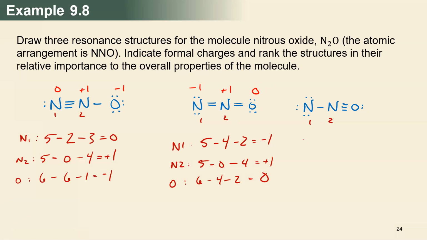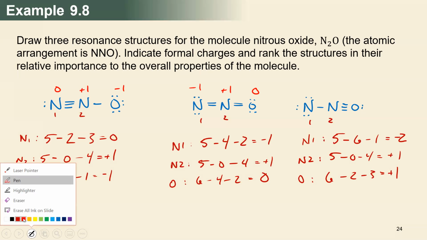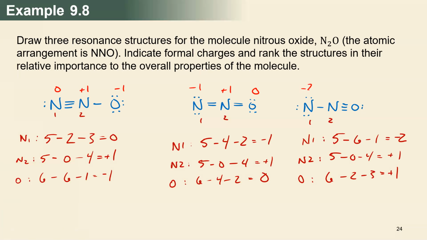I know I spoiled it by telling you this was the worst one, but for N1, we have 5 minus 6 non-bonding minus 1 bond. That's a -2 formal charge. Yikes. N2, 5 minus 0 minus 4 equals +1. He stayed at +1 this whole time. Oxygen, 6 minus 2 minus 3 gives him a +1. Oxygen with a positive formal charge. Yikes. So 3 different Lewis structures.